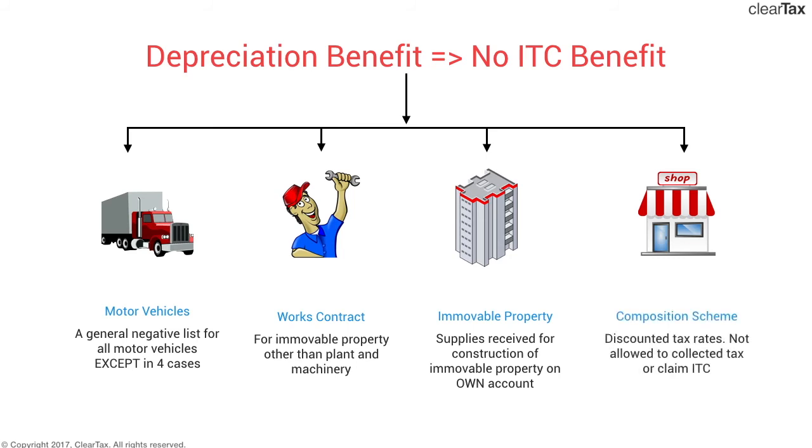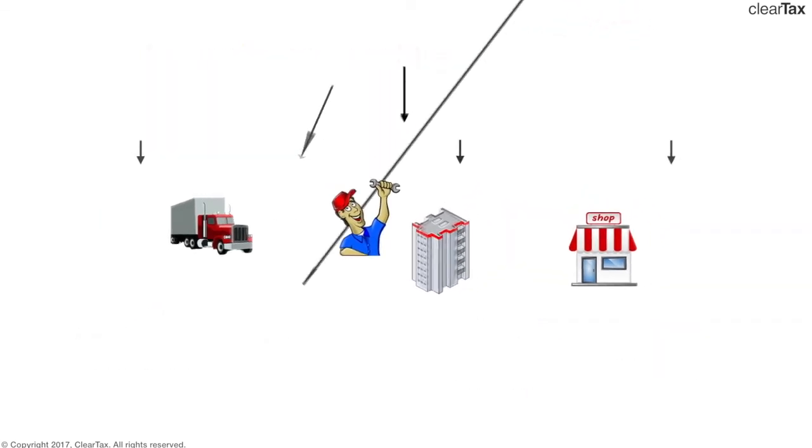The fourth item in this category of no double tax benefit is definitely the composition scheme. We've discussed in detail what the composition scheme is all about in the previous module, and you know there's a specific clause in the composition scheme that no input tax credit can be claimed. Under the composition scheme, tax is already at a discounted rate and the government does not want to give them double tax benefit, and that's why no input tax credit.